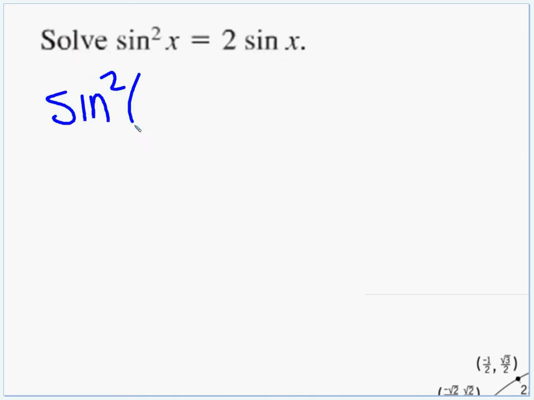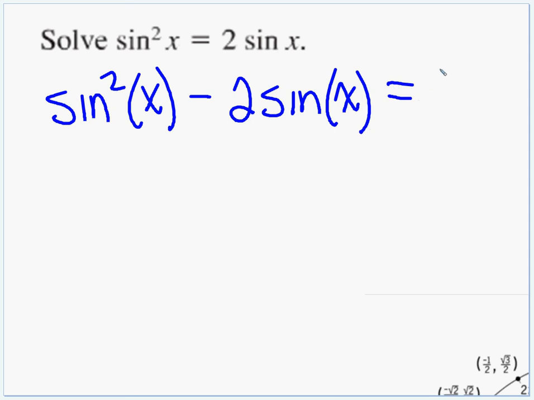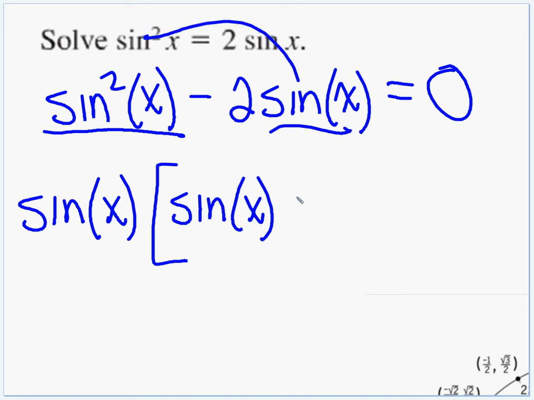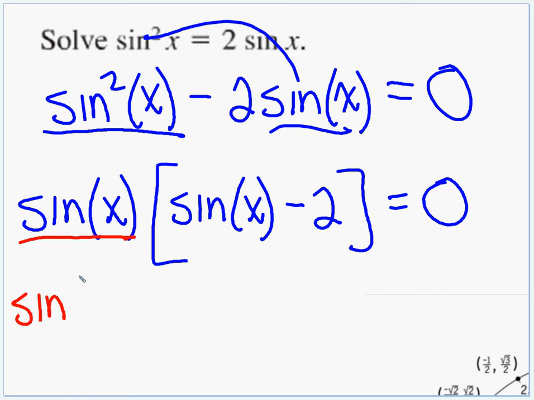Step 1, I'm going to subtract a 2 sine x. Now it's equal to 0. And I'm going to factor out a sine x. So if we factor a sine x out of here, that's going to leave just a sine x. And then this sine x has been factored out, so that leaves us a minus 2, and that's equal to 0. So now we can set this first factor by itself, sine x equal to 0.